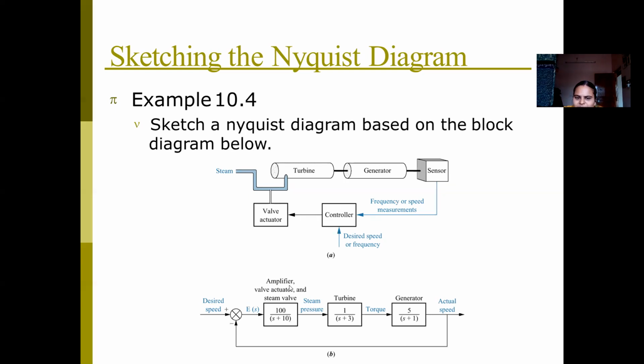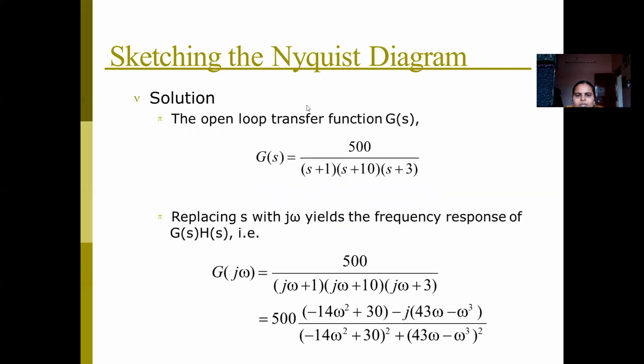The amplifier, valve actuator, and steam valve is 100 by S plus 10, and steam pressure going to the turbine is 1 divided by S plus 3, and based on the pressure, how much the rotation is going to be, the torque is taken, and then a generator has 5 divided by S plus 1 times the value, then the actual speed, and gives back the feedback here. Based on these terms, we can write the equation for G of S, the open loop transfer function, that is 500 divided by S plus 1, S plus 10, S plus 3.